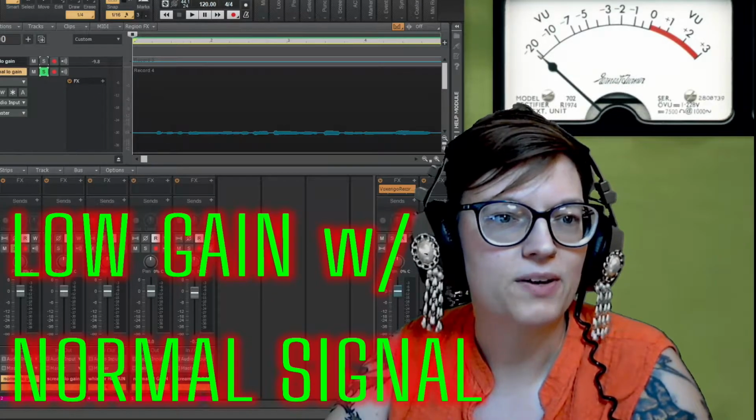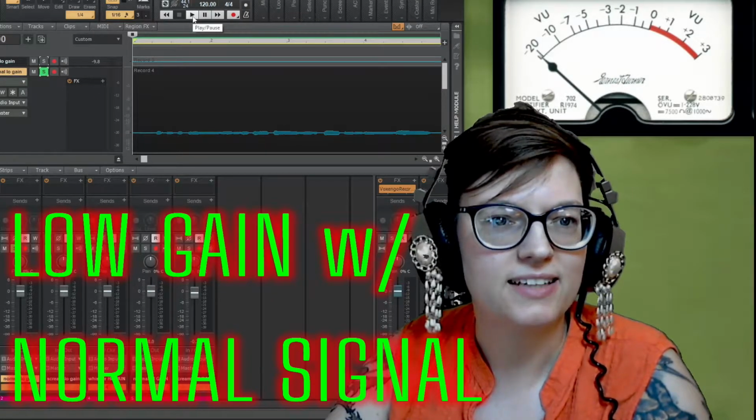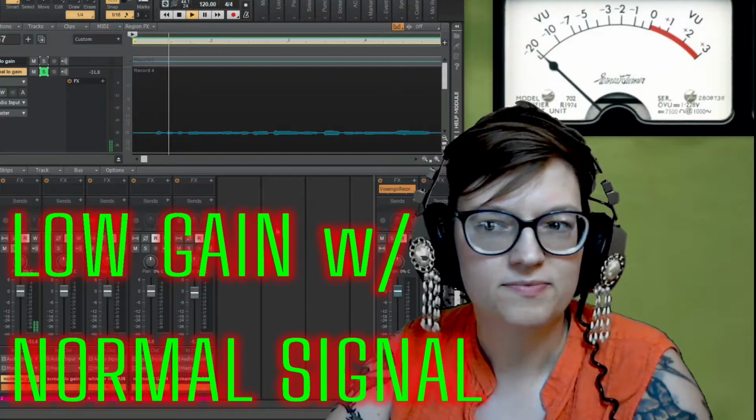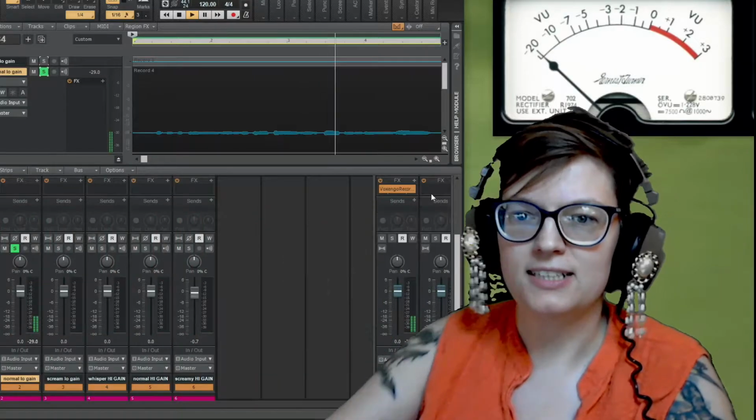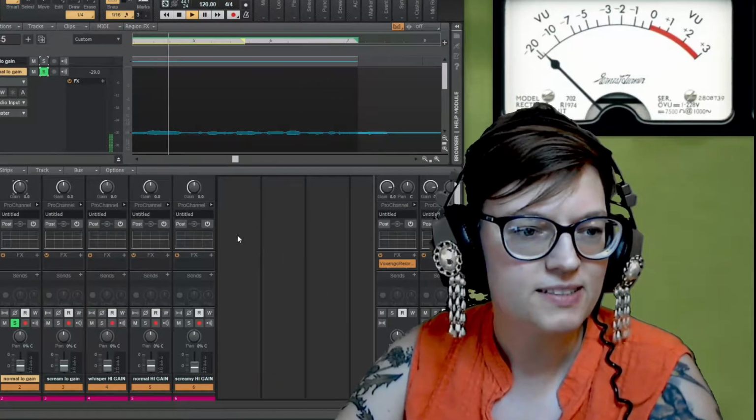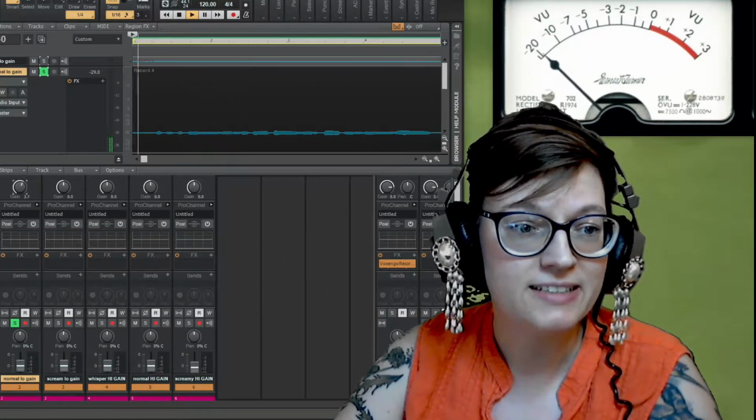So let's see where that's sitting and if we can get that to -10. This is the gain on a microphone. It's still twitching a little. Really, super low. So let's pump up the makeup gain and see if that does it.